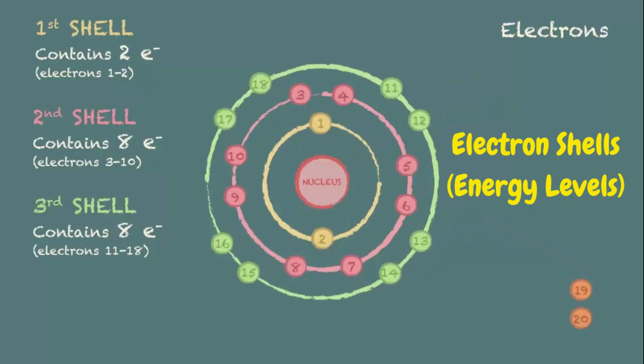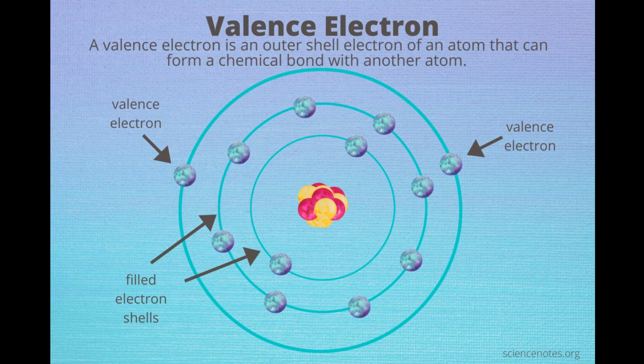The outermost electron shell is significant because it contains the valence electrons. The number of valence electrons determines an atom's chemical reactivity and its tendency to form connections with other atoms. Atoms are most stable when their outermost electron shell is completely full, mimicking the configuration of noble gases.